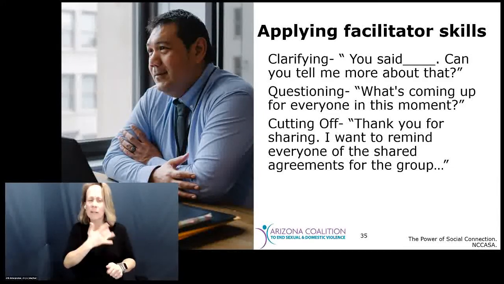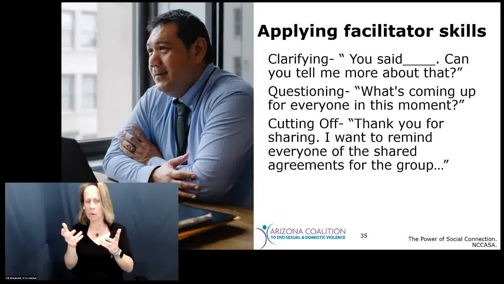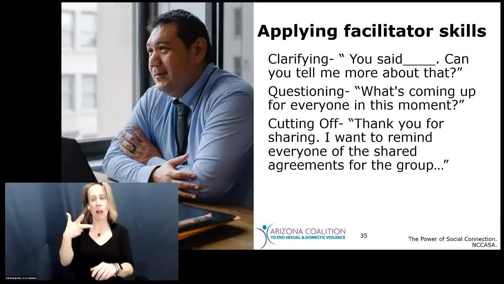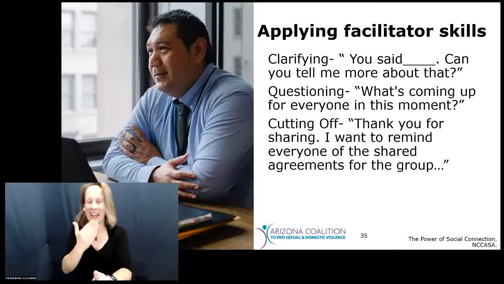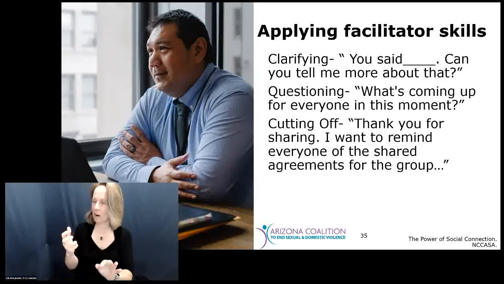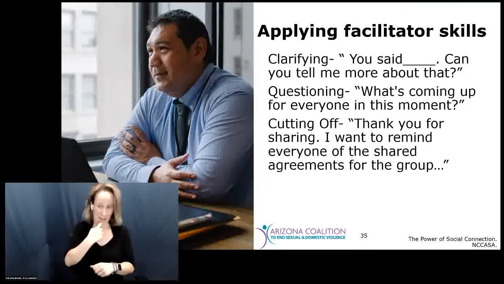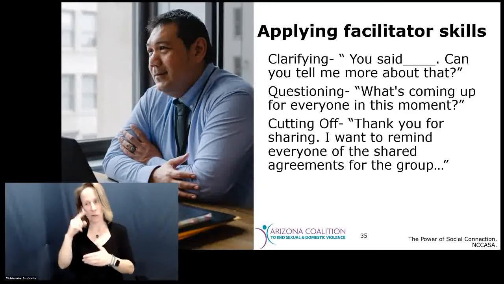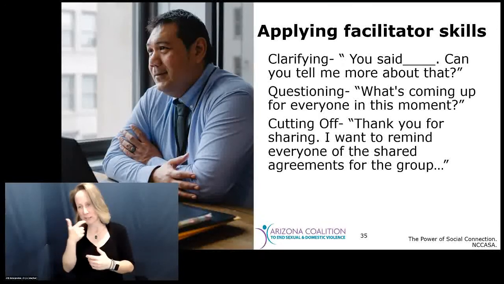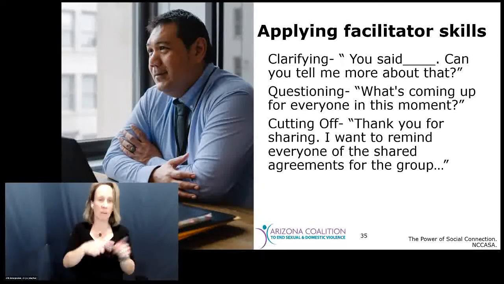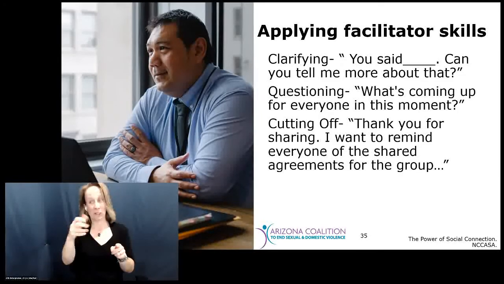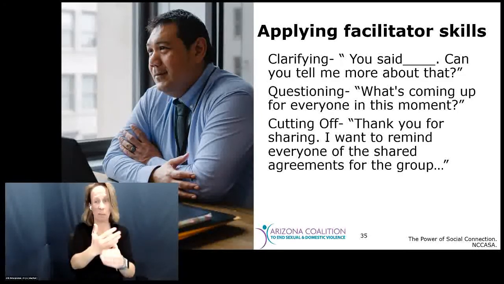And it also includes cutting folks off sometimes. "Thank you for sharing. I want to remind everyone of the shared agreements of the group, and we said that we wouldn't interrupt each other. I don't think we finished hearing what Victoria was saying." "I would love to hear what you have to say, but I don't think Chris was done speaking." If the interrupting or cutting off continues to happen, facilitators should address it directly, but most times people don't know they're doing it.